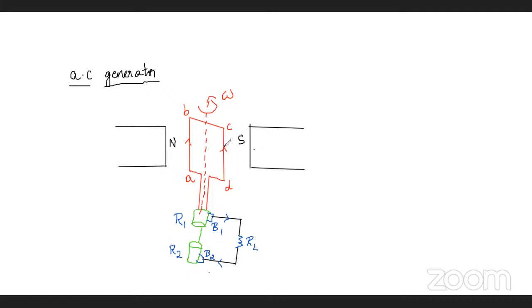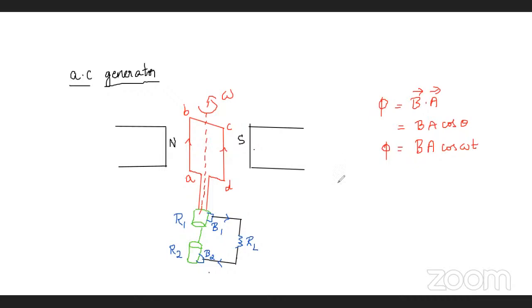For the different positions of the coil, the angle between the area vector of this coil and the magnetic field varies. Because you know very well the magnetic flux phi equals B dot A, which is BA cos theta. Here theta is the angular displacement of the coil, so that is BA cos omega t. So this is the magnetic flux.